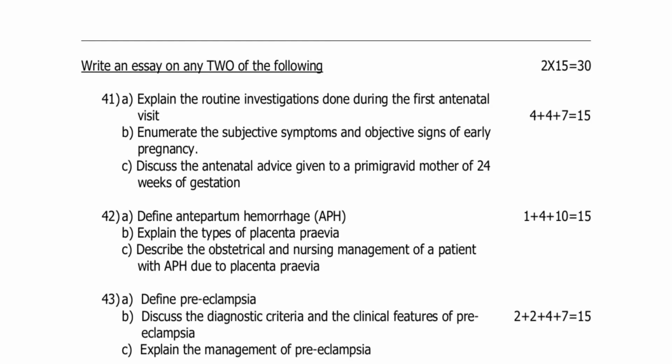Next, third question, 3A: define preeclampsia, 2 marks. 3B: discuss the diagnostic criteria and clinical features of preeclampsia. Here, for diagnostic criteria 2 marks and for clinical features 4 marks. And 3C: explain the management of preeclampsia, which is 7 marks. So 3B carries 6 marks, that is 2 plus 4. Again, internal splitting is there. 2 plus 2 plus 4 plus 7 is equal to 15 marks.